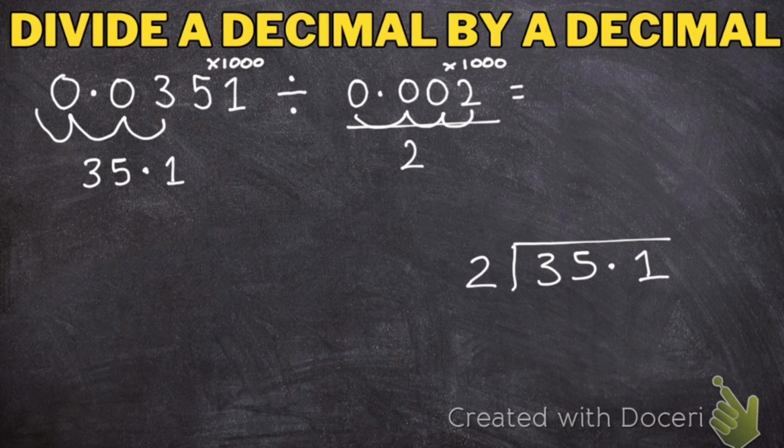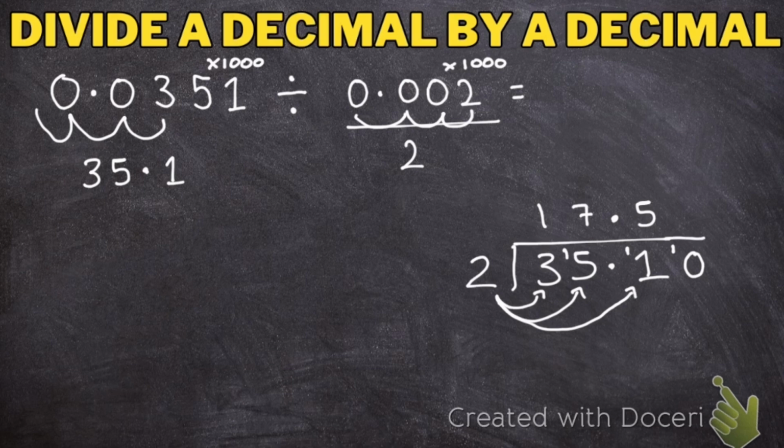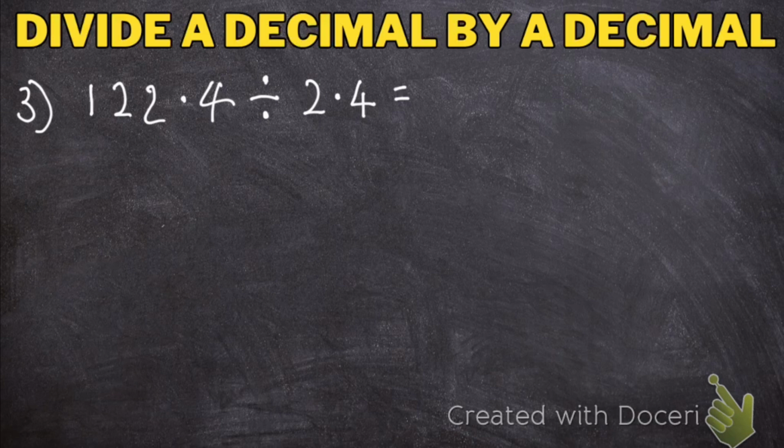How many 2s in 3? There's 1, and then there's 1 remainder. How many 2s in 5? There's 2 with 1 remainder, decimal point. How many 2s in 11? There's 5, 1 remainder, and then I put a 0. How many 2s in 10? There's 5. So the final answer is 17.55.